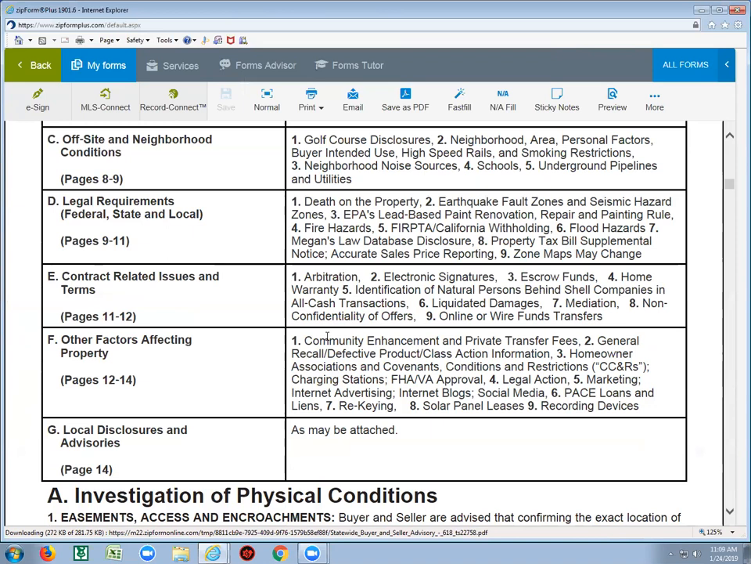Legal requirement, tear down the property. Oh, that's a legal requirement. If you don't disclose, agent, seller, all in trouble. Earthquake fault zone and seismic hazard zone.